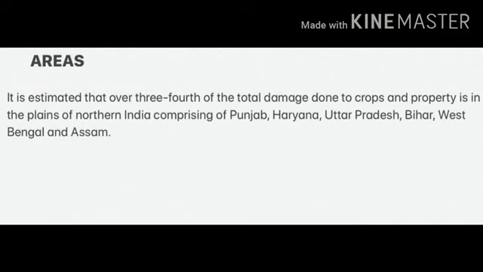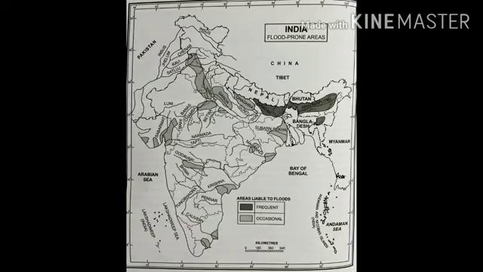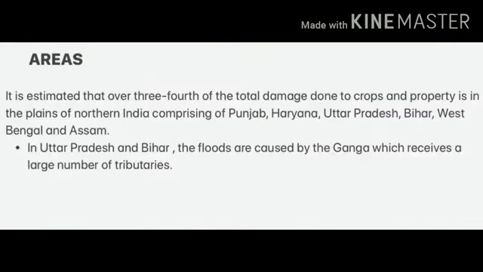Next, areas. It is estimated that over three-fourths of the total damage done to the crops and property is in the plains of northern India, comprising Punjab, Haryana, Uttar Pradesh, Bihar, West Bengal, and Assam. In Uttar Pradesh and Bihar, the mighty Ganga receives a large number of tributaries such as the Gomti, the Ghagra, the Gandak and the Kosi from the left as well as the Yamuna and the Son from the right.